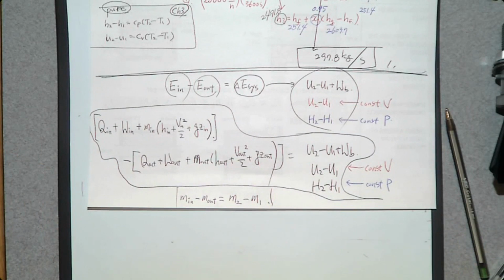The biggest difference between here and a steady state open system is there's no dot, because these dots are convenient for a steady state system. Here is an unsteady system, so we don't have it.